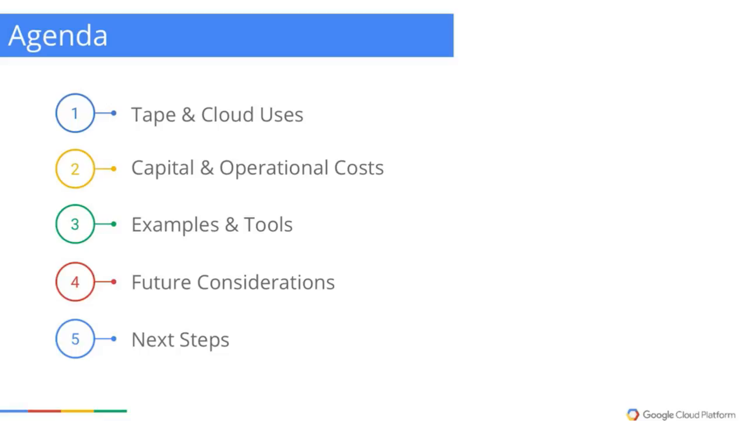Second, and really the heart of the conversation here, is the capital and operational cost. I wanted to create a construct of things you should look at when you're looking at both the upfront investment, the capital cost, and then the ongoing cost or the operations. Number three, examples and tools. So hopefully I'll open up an online calculator here where we can look at an example of tape versus cloud, and talk a little bit about future considerations and next steps. So with that, let's go ahead and get started.